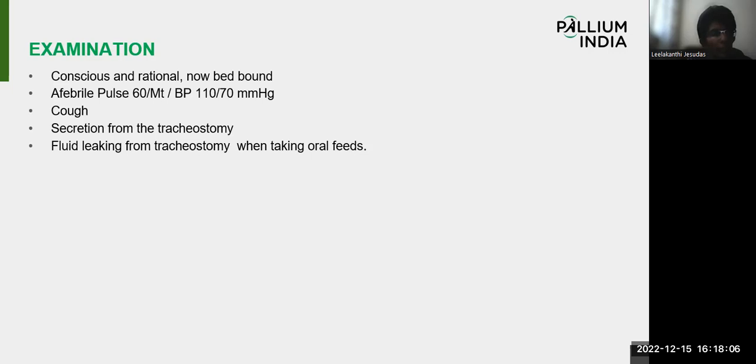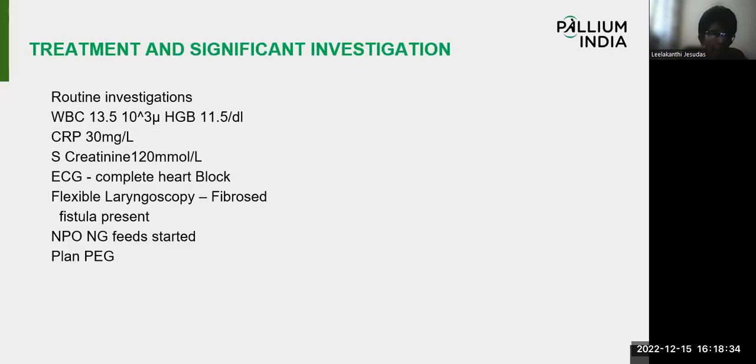He was conscious and rational, but now bedbound because he was having these fainting attacks. He was afebrile. His pulse was about 60 and BP was 110 over 70. He had cough. There was secretion from the tracheostomy, but also when he was taking oral fluid, there was leaking from the tracheostomy, which he said he didn't have at home. This was after we realized that. Yeah, next slide.